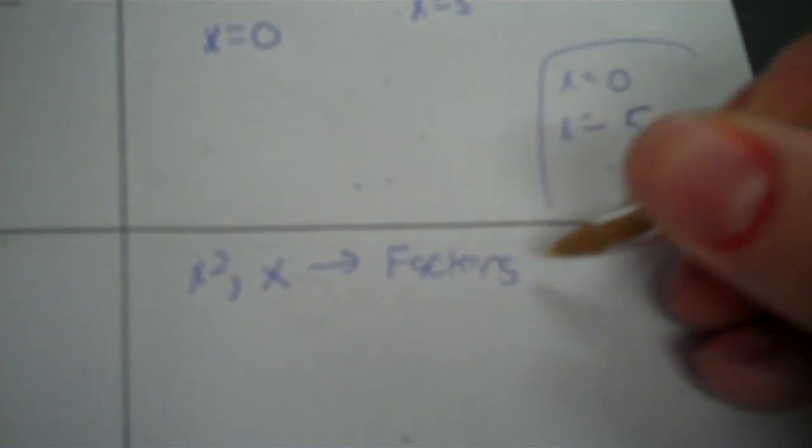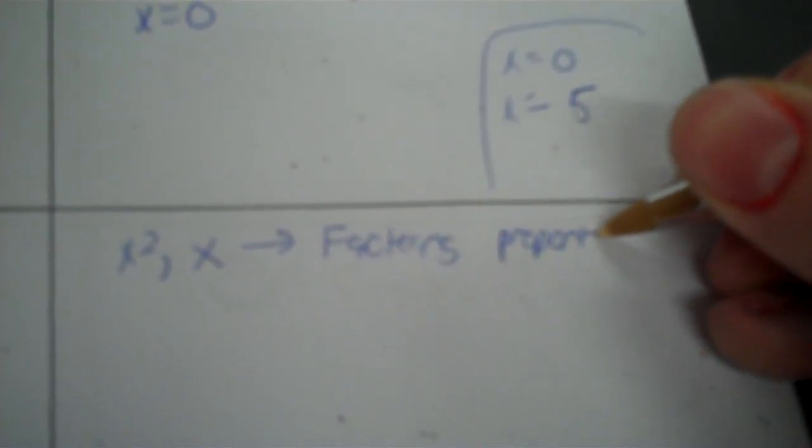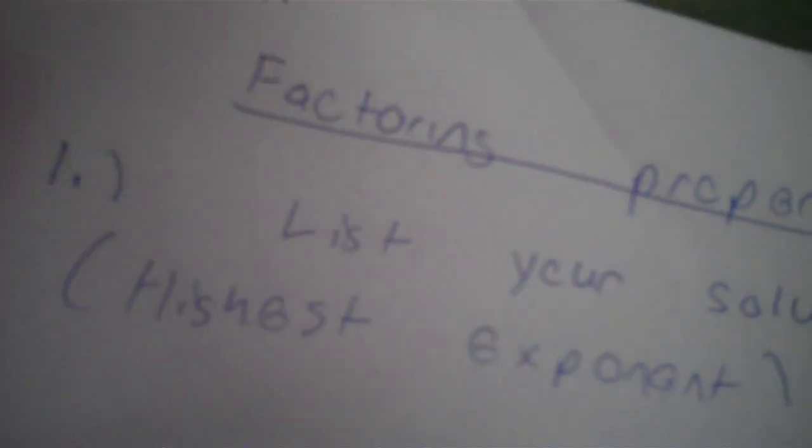Okay, next problem. X to the second power minus 6x minus 16 equals 0. So, you have x squared and you have x. You are applying your factoring properties. Okay, so you make your solution set. Okay, list your solution set according to the highest exponent, which is a 2. Same as it was in the last problem. Equals 0, you're there. Check it.